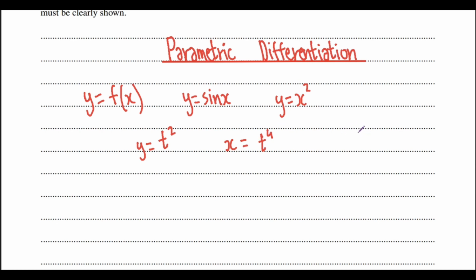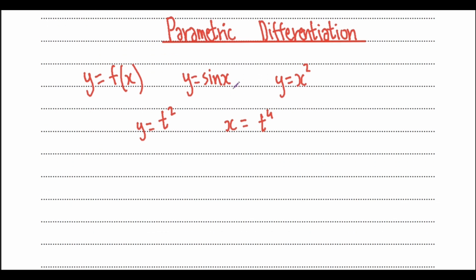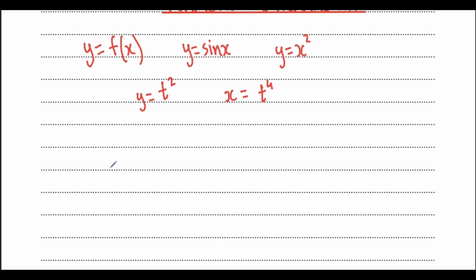So if you try to sketch this, you could take different values for t. So you could take t is equal to 0, and then plot the point 0, 0 on the curve. If you take t is equal to 2, then you would have x is equal to 2 to the power 4, which is 16, and y is equal to 2 squared, which is 4. So you would plot the point 16, 4 on the curve, and then you can take all the points for t, and then you can have a curve for x and y. But we're not worried about plotting the curve, we're worried about getting the derivative.